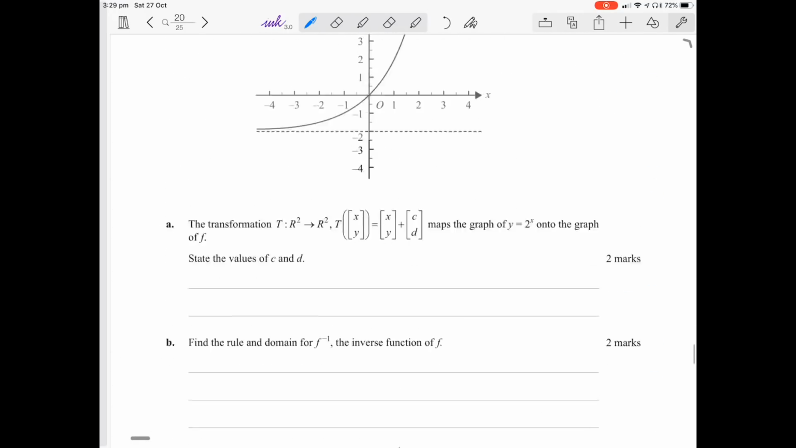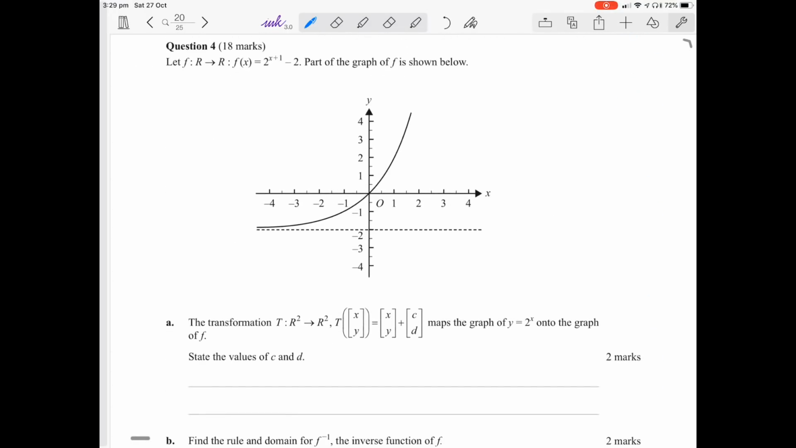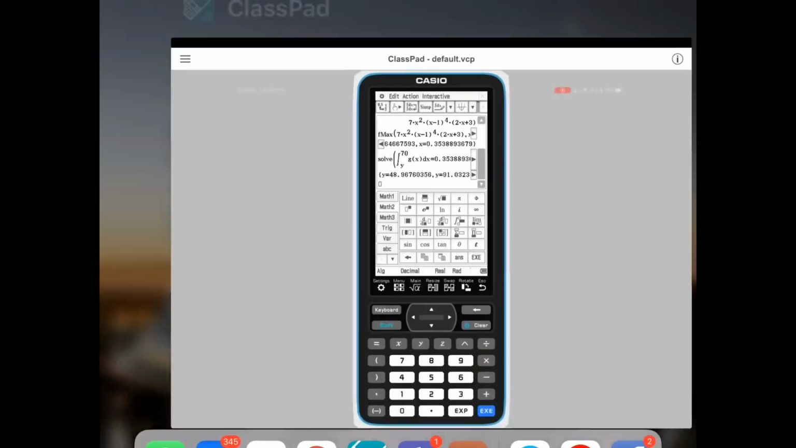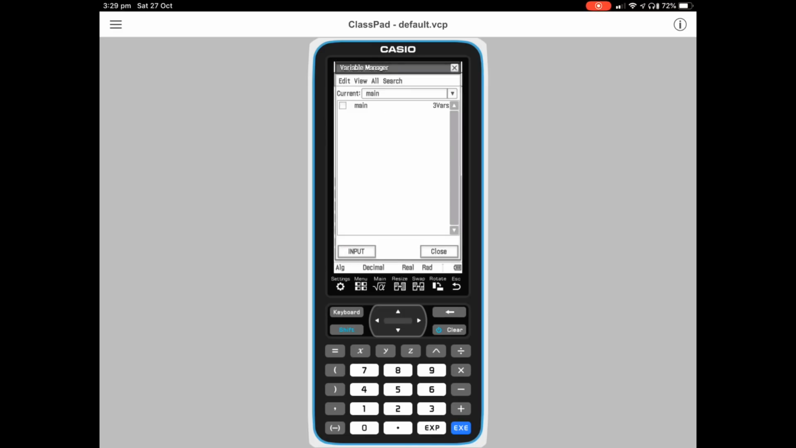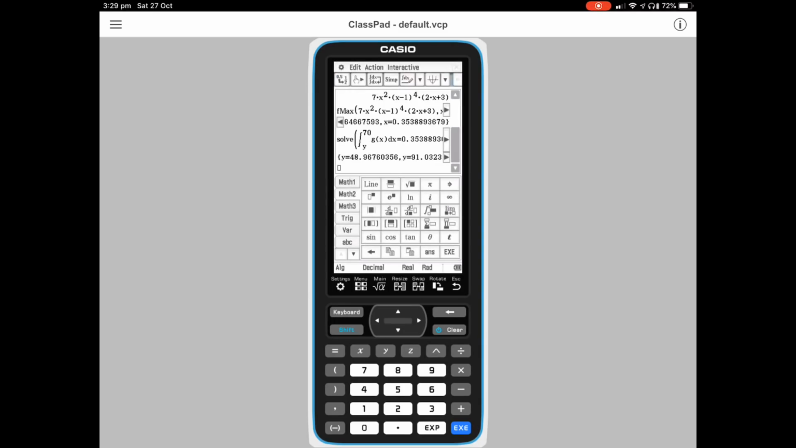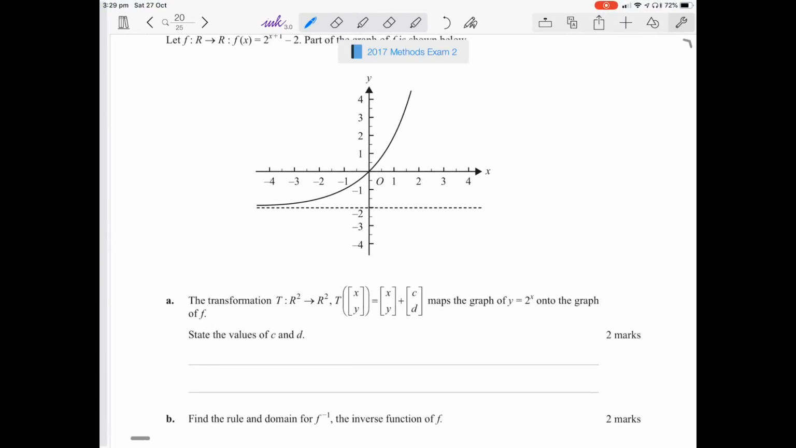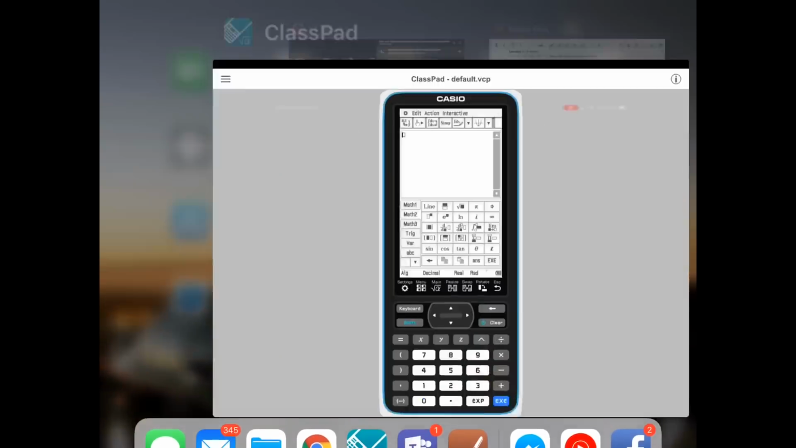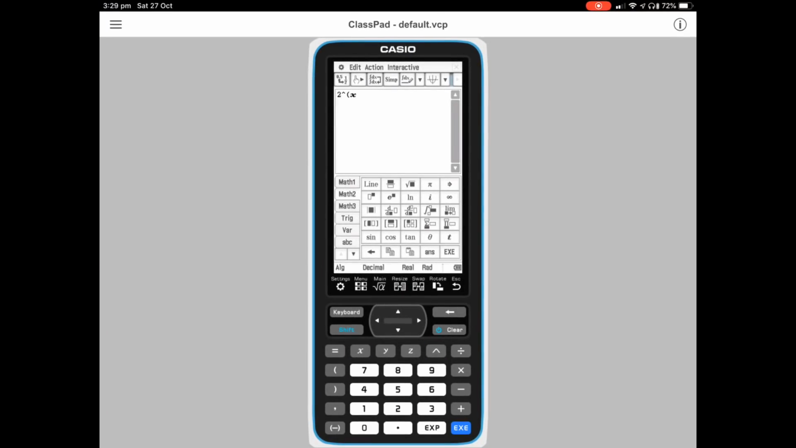Last one, thank God. Okay, f of x is 2 to the x minus 1, x plus 1 minus 2, so let's clear it all and start again. Okay. 2 to the x plus 1 minus 2. Define it as f of x.